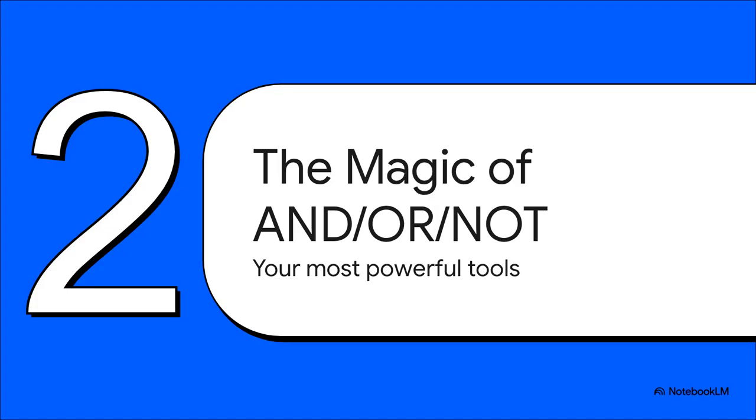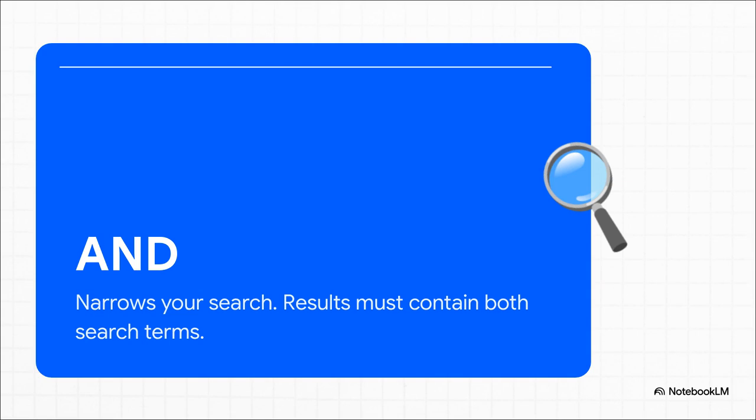So now we have our keywords, but how do we actually combine them to get what we want? Well, this is where the magic happens. We're going to use three super simple words: and, or, and not. You might have heard them called Boolean operators, and trust me, they are your most powerful search tools. First up is and. Think of and as your non-negotiable link. When you use and, you're telling the database, hey, listen up, I absolutely need to see results that have both of these words. It's the fastest way to get more specific and seriously narrow down your results.